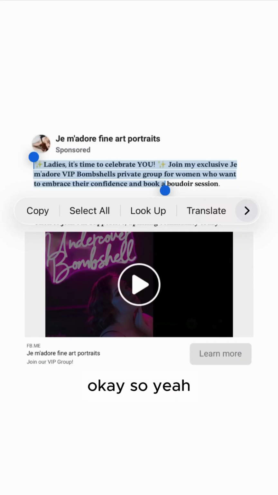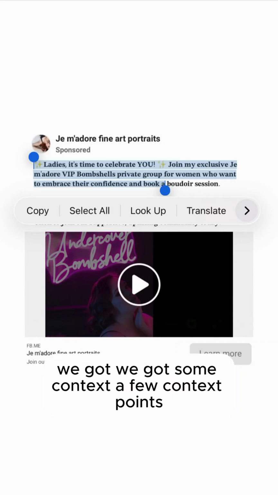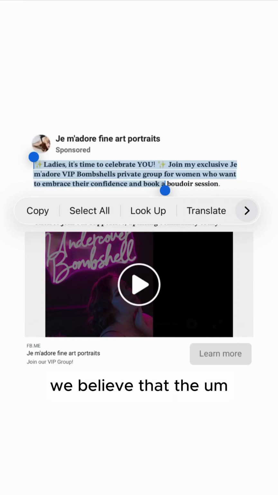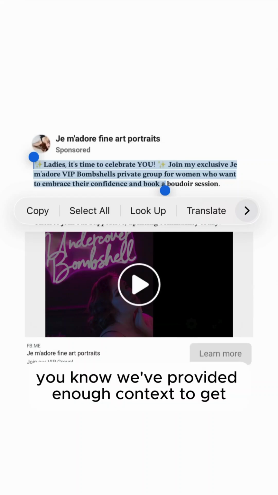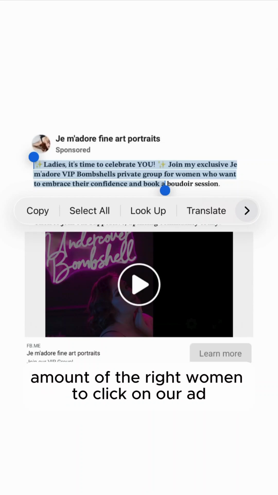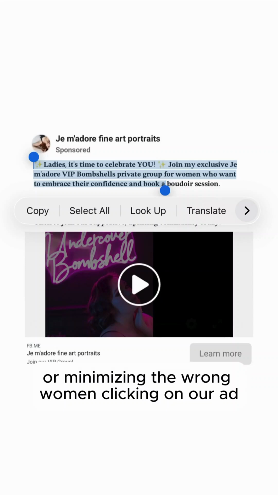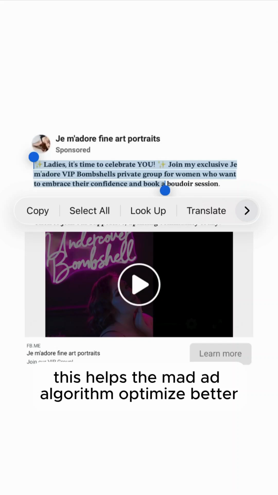Okay, so yeah, we got the lack of context mistake here. The false belief that causes us to make this mistake is we believe that we've provided enough context to get the maximum amount of the right women to click on our ad, with unique CTR above 6%, and eliminating or minimizing the number of wrong women clicking on our ad. This helps the Meta ad algorithm optimize better.